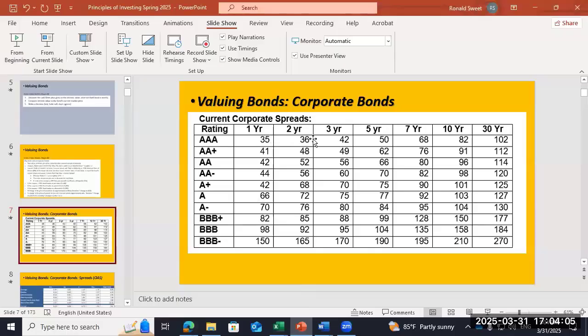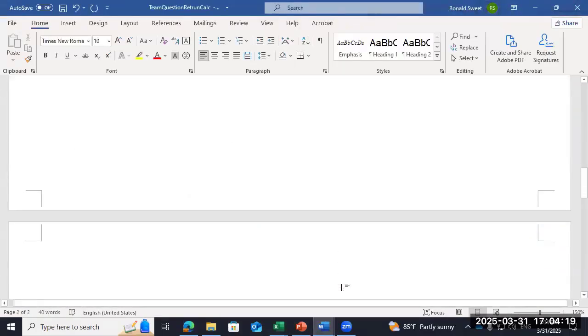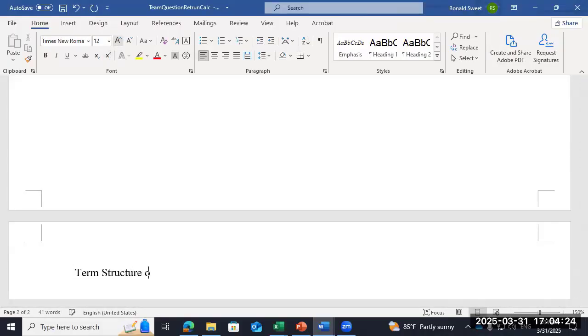This is not the same when spreads rise as you go out in time, like triple B bonds going from 82 to 177. That's not the term structure of interest rates. That is the term structure of credit spreads. So the term structure of interest rates is how do treasury rates differ across different maturities? And you usually have 11 points on the yield curve. You have three theories, or at least I was taught three theories, on why the yield curve has the shape that it has. This is the term structure of credit spreads.